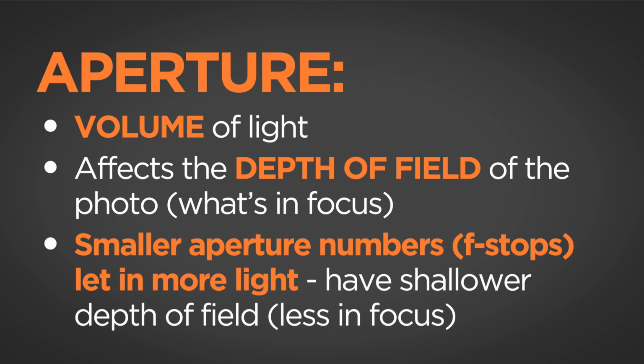If you have a smaller aperture number, which are also called f-stops, you'll get more light. So the smaller number of an aperture means you have a larger opening in the lens. And when you have that larger opening, you get lots of light, but you will have less of the scene in focus, shallower depth of field. So the opposite of that is true. If you have a larger aperture number, you will get less light, but you'll have more in focus, a deeper depth of field. I know, it's a little confusing.